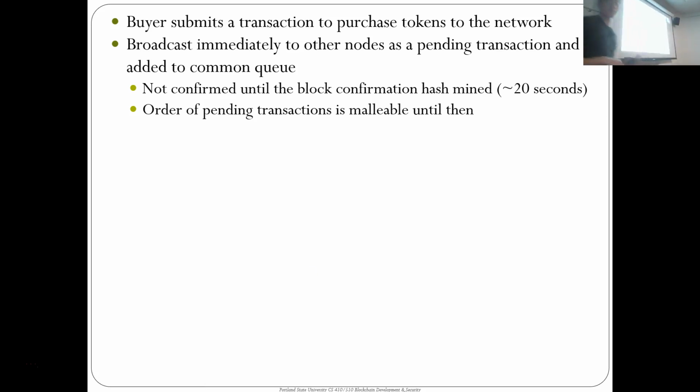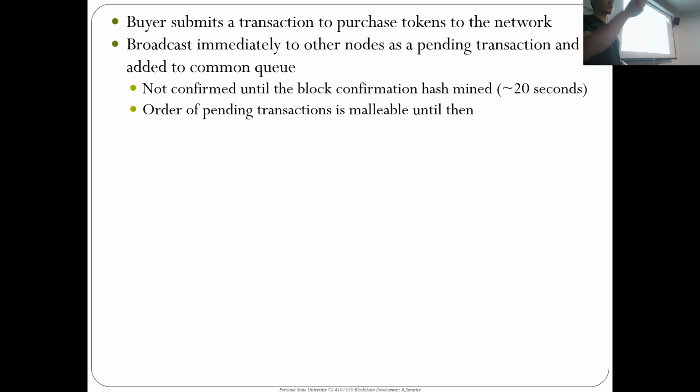The buyer submits a transaction to purchase tokens to the network, and it's broadcast immediately to all of the full nodes as a pending transaction. Then it's added to a common queue. This is sort of like the mempool in Bitcoin. There's a common queue of transactions in Ethereum that are meant to be processed next. The transaction is not confirmed until the block confirmation hash is mined.